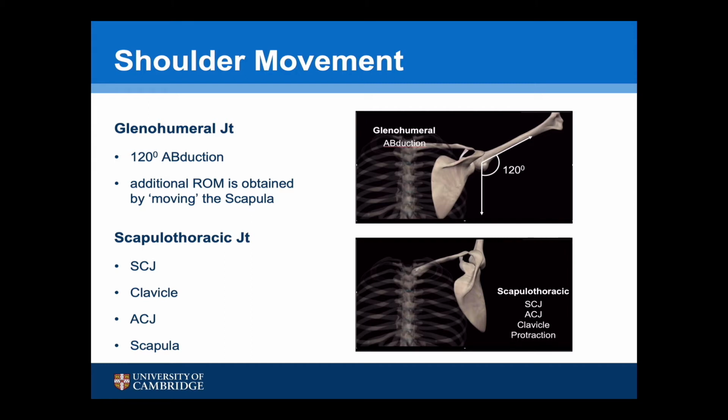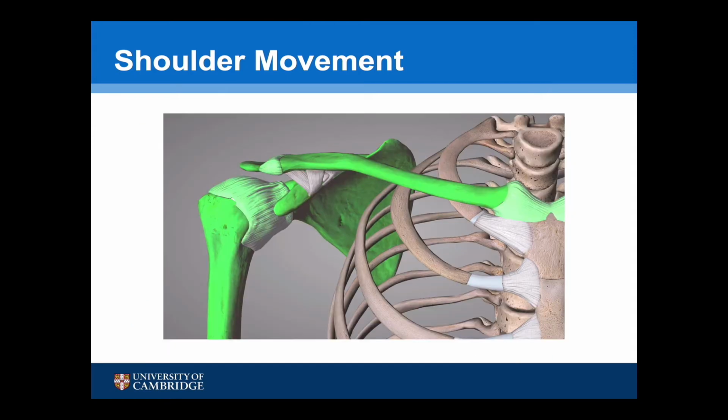This is achieved by a complex arrangement of movements between the sternoclavicular joint, the clavicle, the acromioclavicular joint and the scapula. This is known as the Scapulo-Thoracic joint. It is not a true joint, but it's really the movement represented by the scapula moving over the posterior chest wall. So to truly assess shoulder movement, we have to look at the whole of the shoulder girdle, from the sternoclavicular joint, clavicle, acromioclavicular joint and glenohumeral joint to the scapula itself and the Scapulo-Thoracic joint.